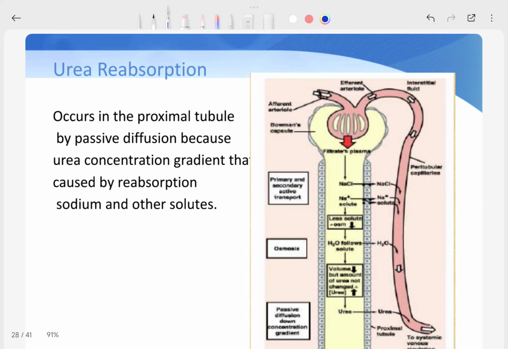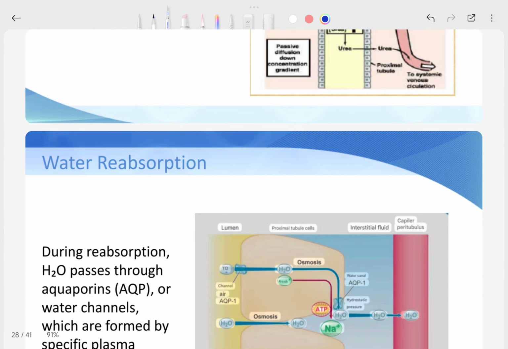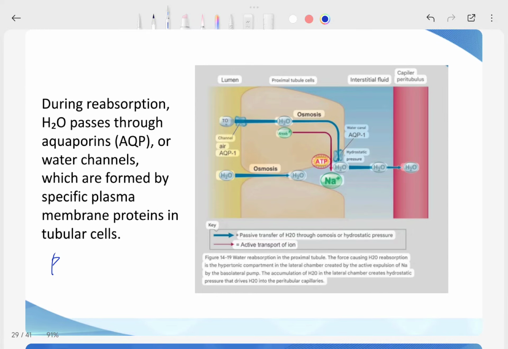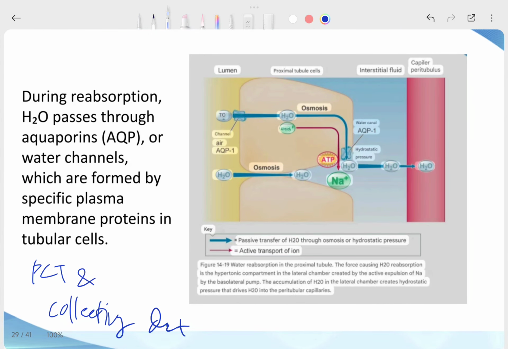Urea reabsorption is also located in the PCT, but it just uses passive diffusion. It is the simple one, diffusion, which just goes from higher concentration to lower concentration. And the last one is water reabsorption. It is reabsorbed in the PCT and also in the collecting duct. Because it is water, they use aquaporin. Aquaporins are holes that can only be passed by water itself.